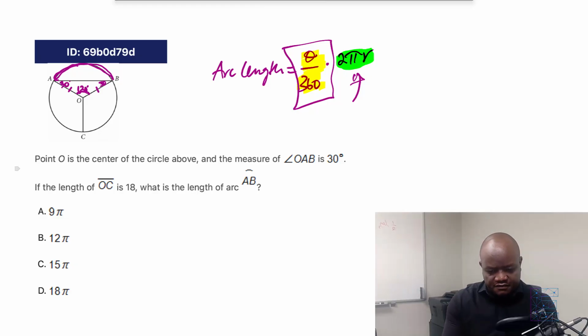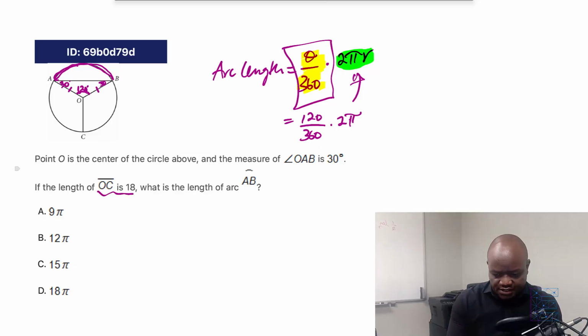We would have 120 over 360 times 2 times pi times the radius of this circle is given to us as 18. See, OC is a radius right there. It's given to us as 18. The rest is simply algebra and computation. So let's go ahead and work that out.